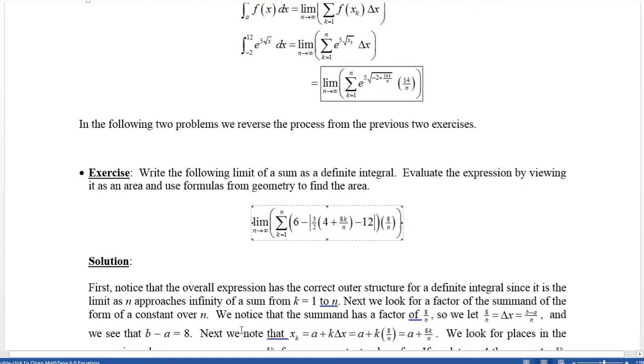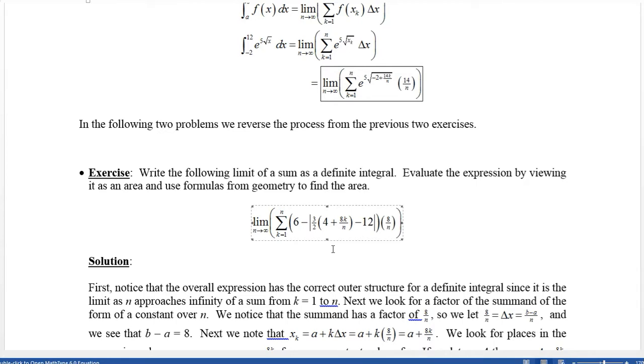So that means 8 is b minus a. Now what we don't know yet is what the limits of the integral are, but we do know that they're 8 apart, from the lower limit to the top limit. That b minus a is 8. So we're integrating over an interval of length 8. We just don't know where it starts and where it ends yet.